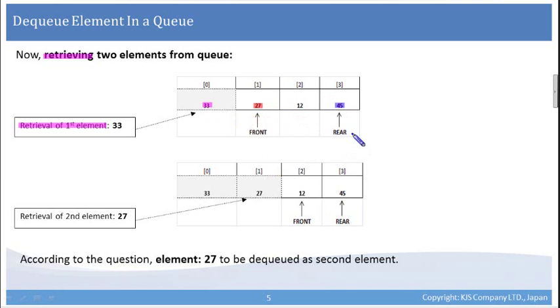Now the question asked, what element is removed next? Now retrieval of the second element will be 27, because 27 was at the front after the removal of 33. So 27 is removed, and the front is now 12, and the rear is 45. So according to the question, element 27 is to be dequeued as the second element. So the answer is A, 27.